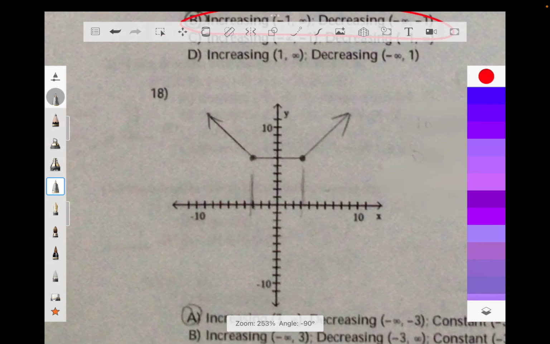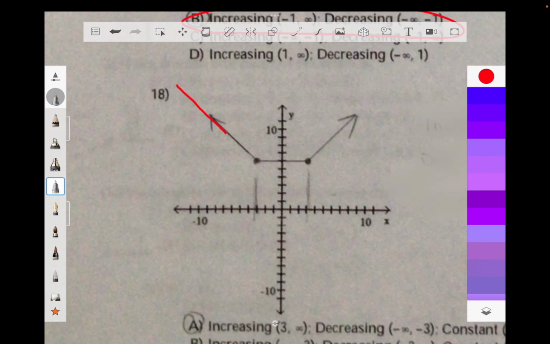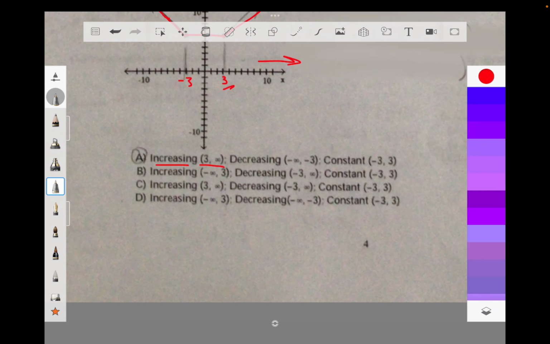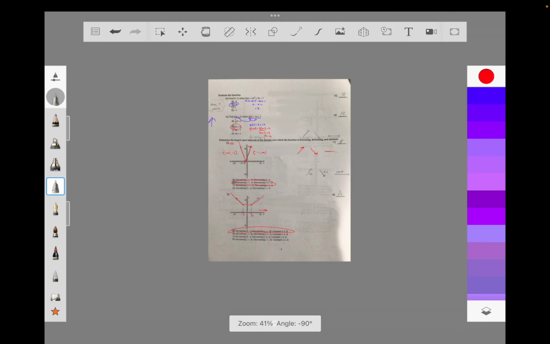Same thing, it goes from negative infinity to, what is this, negative 3. So it decreases from negative infinity to negative 3. Then from negative 3 to 3, it's constant. And then from 3 all the way to infinity, it increases. Yep, okay. That one.